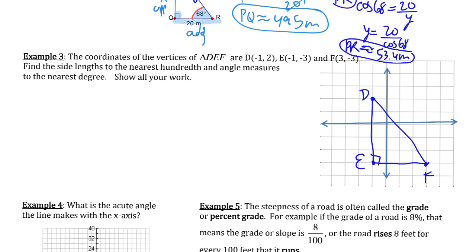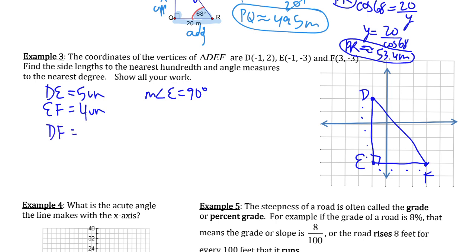And so we know that DE, if we count it, is going to equal 1, 2, 3, 4, 5 units. And we know that EF, if we count it, is equal to 1, 2, 3, 4 units. And then we know that the measure of angle E equals 90 degrees. We can see that. And then we got to find DF.